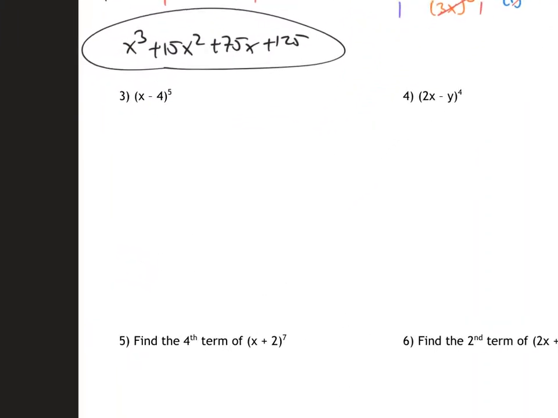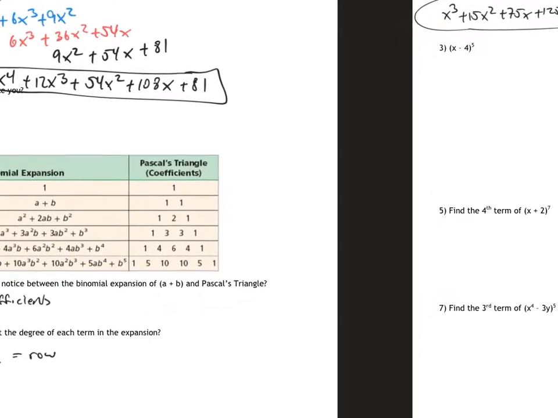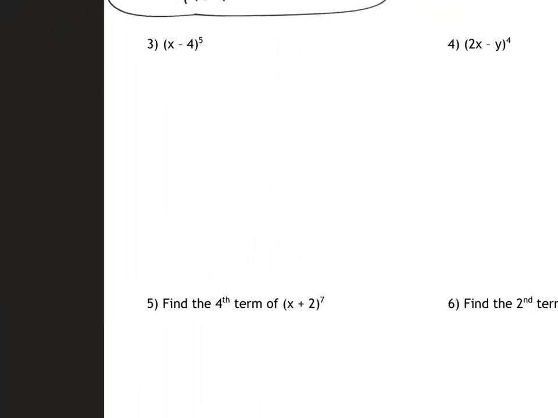All right. Let us look at this. So if we're looking at this, I have x minus 4 to the 5th power. So what I'm going to do is I'm going to start the 5th row of Pascal's triangle. Okay, if we go back over there, look at it. 1, 5, 10, 10, 5, 1. Let's list that out.